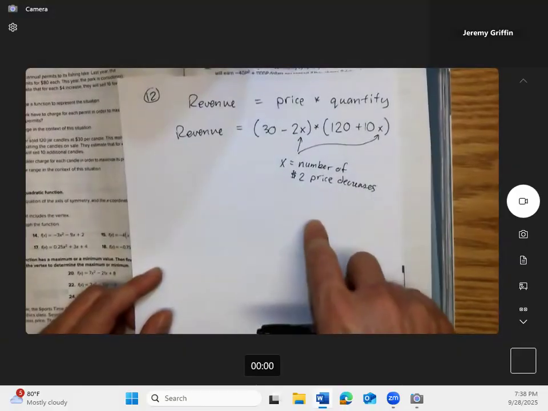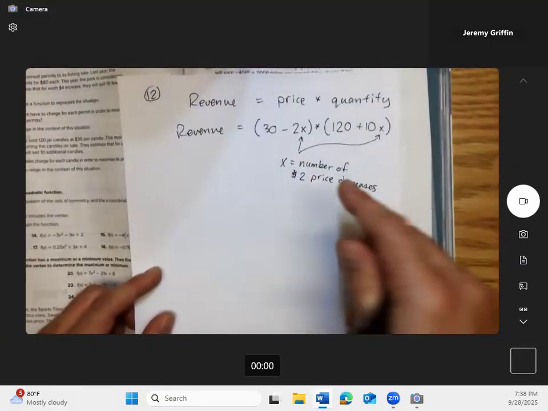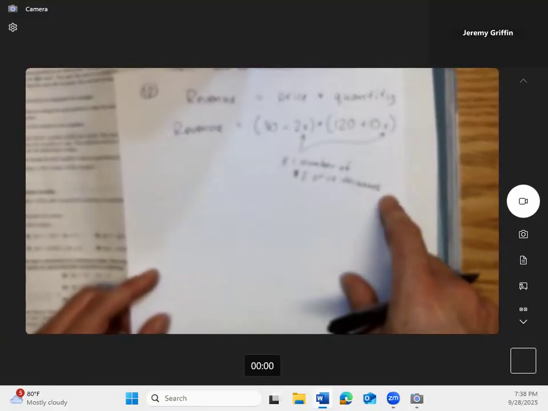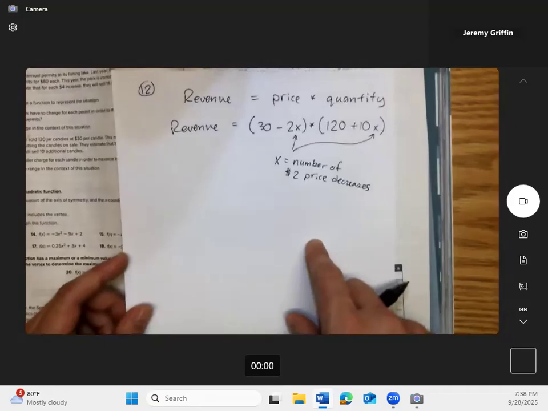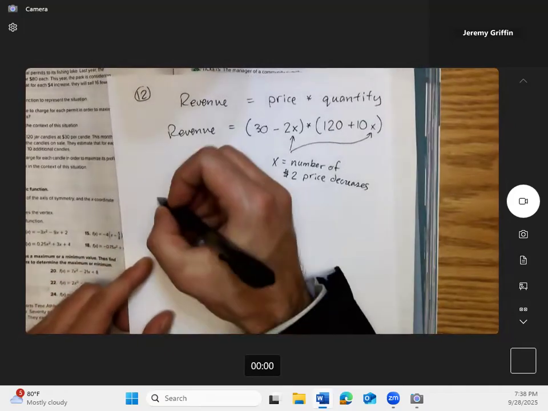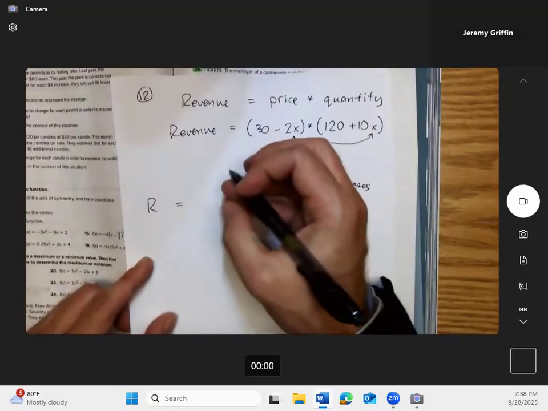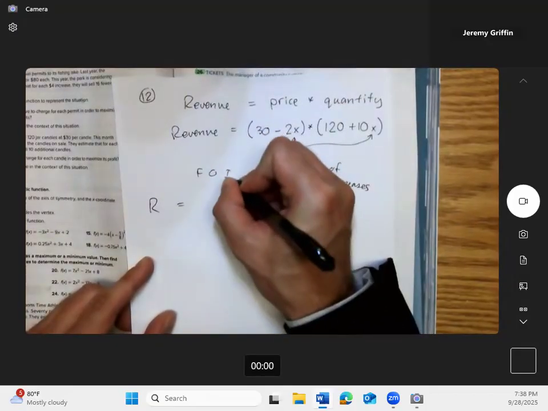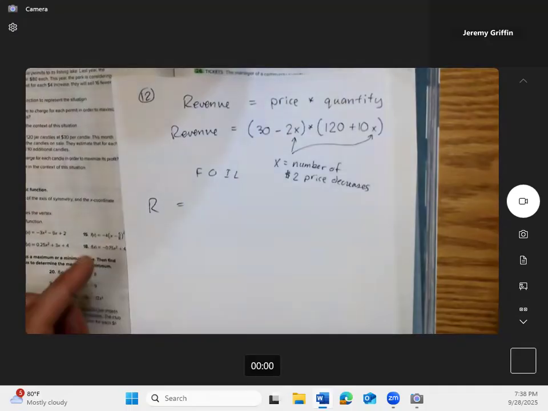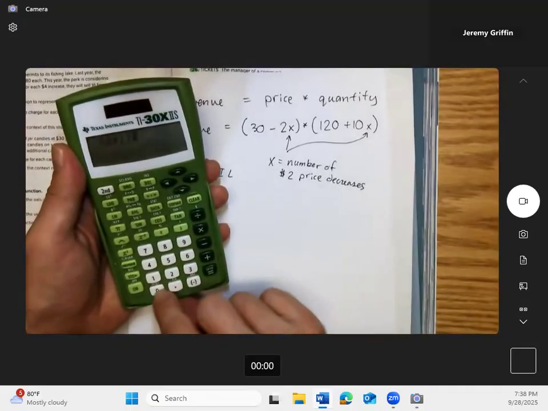So let's see a few ways we could handle this. I might like to FOIL this out and put this in standard form, and then we can look at the quadratic and figure out where the vertex is from there. So revenue equals, let's FOIL. So 30 times 120. What is 30 times 120?